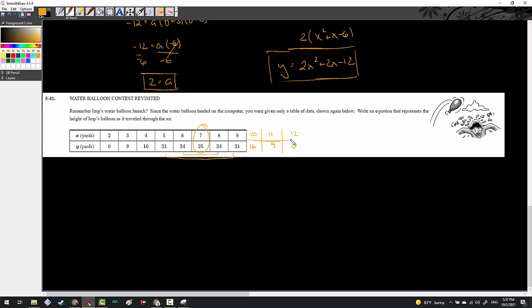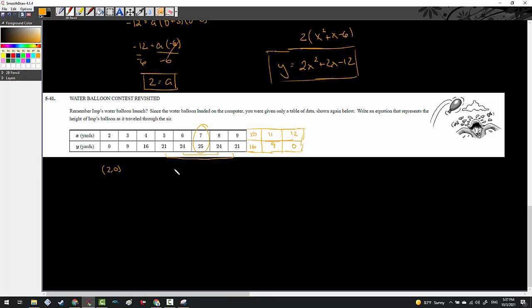And so in this case, I think the part that makes this problem a little more difficult is the fact that you have to infer what the other x-intercept is. But again, rely back on that symmetry of the parabola. Find the vertex, and you know that the points on either side are going to be the same. And so here we go.